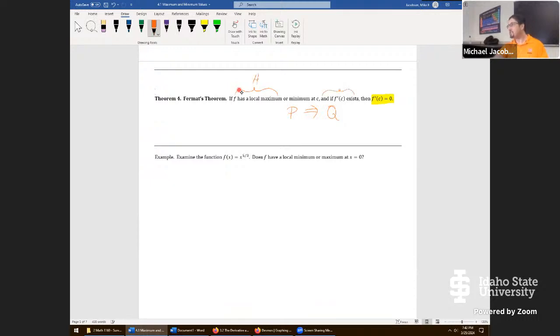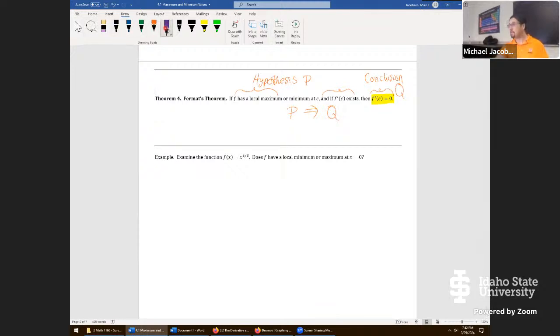So this is the hypothesis P. It comes with two statements: f has a local maximum or minimum, and the derivative exists. This is the Q, which is the conclusion. The reason for writing all of this is that the logic goes in one direction, and this is really kind of unfortunate sometimes. You have to satisfy all of your hypotheses in P to satisfy Q.